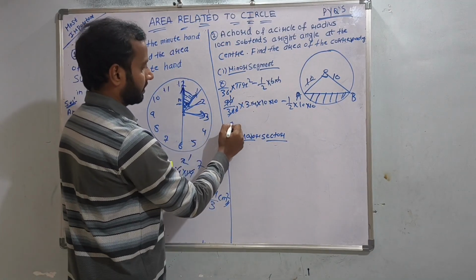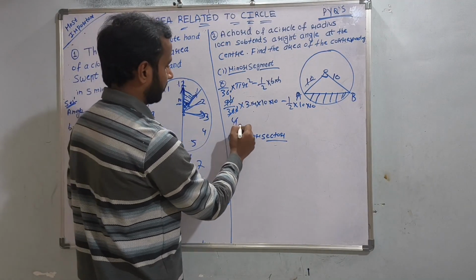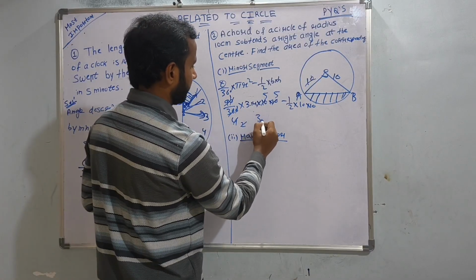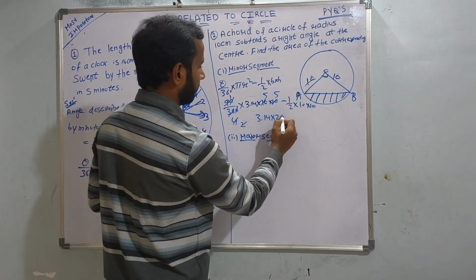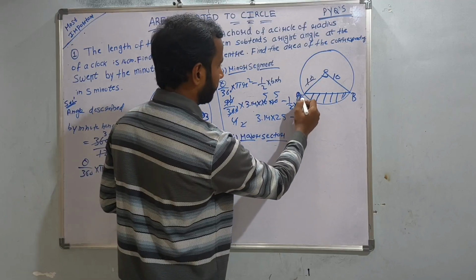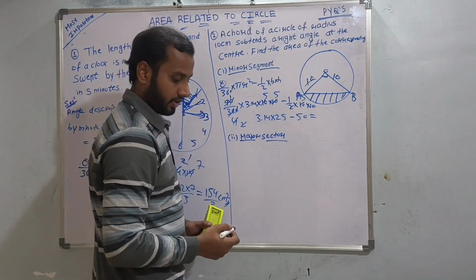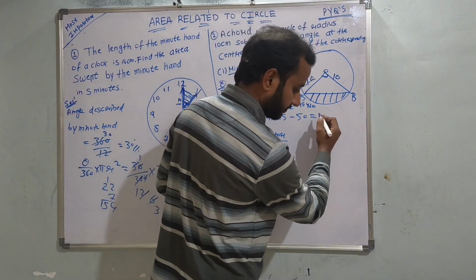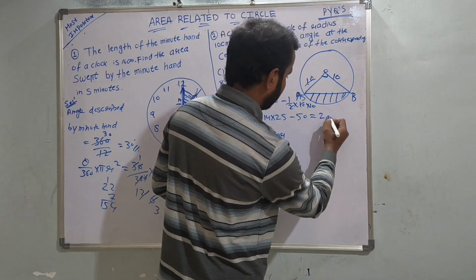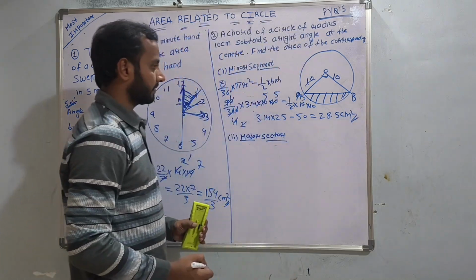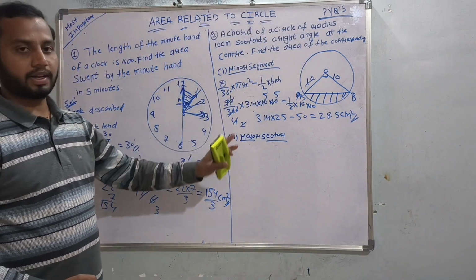9 ones are 9, 4s are... 2 2s are 4, 2 5s are 10, 2 1s are 2, 5s are 10, 3.14 into 25 minus 2 1s are 2, 5s are 50. After calculation, your final answer will be 28.5 centimeter square. This is the area of the minor segment.